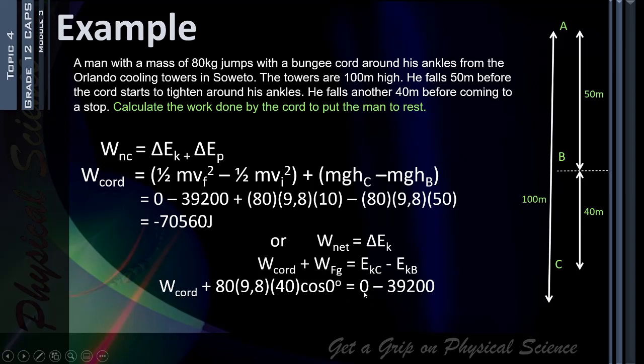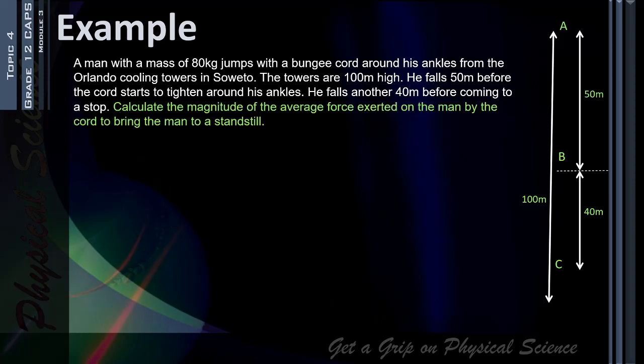And that will be equal to the kinetic energy at position C minus the kinetic energy at position B. At C, it must come to a stop, so we know the kinetic energy will be 0, and the kinetic energy at B we calculated to be 39,200. So the work done, or the negative work done by this cord then, will be negative 70,560 joule.